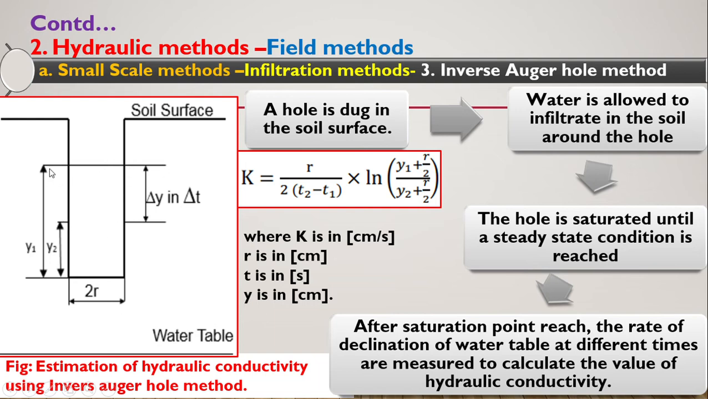After some time, the Y1 amount of water is decreased to Y2. All the amount of water will be infiltrated into the soil. This infiltration of water, this rate of declination of water, will be measured, and we will find the hydraulic conductivity by using this equation. This is also a derived equation. K is equal to R by 2, T2 minus T1 are the two time periods, and ln y1 and y2 are the two heads. R is the radius of this hole. So this is the unsteady state method, the inverse auger hole method.